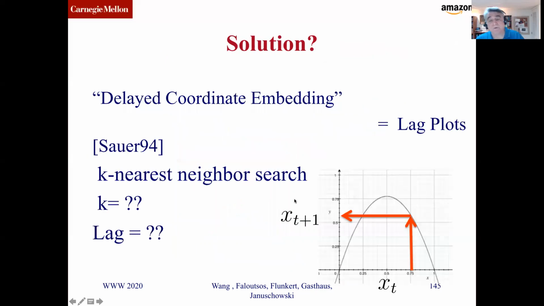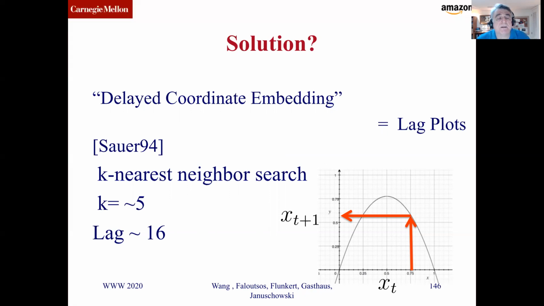So there are a few details. What is the right value of k to use for nearest neighbors, and how much should be the lag? In this example, we had the lag of 1, xt plus 1 versus xt, and the number of neighbors was 4. What is the recommended number of neighbors? There are no hard rules.